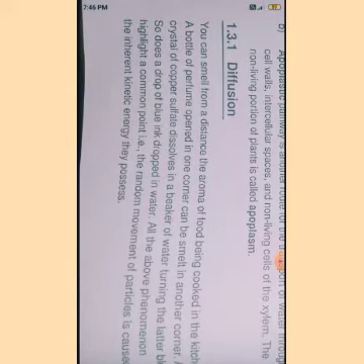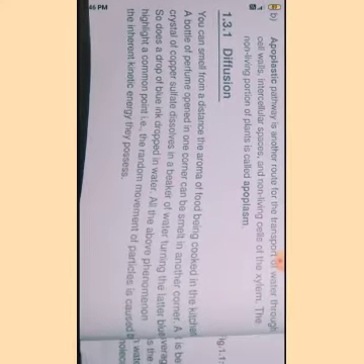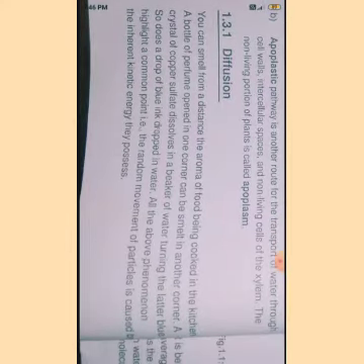You can smell from a distance the aroma of the food being cooked in the kitchen. A bottle of perfume opened in one corner can be smelled in another corner, and a crystal of copper sulfate dissolved in a beaker of water turns the latter blue. So does a drop of blue ink dropped in water.